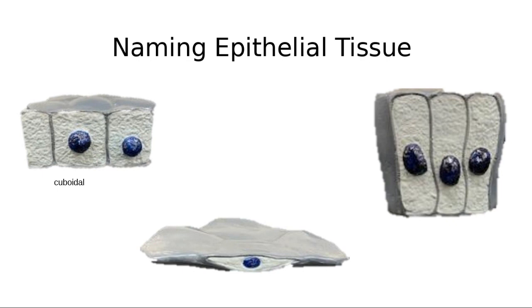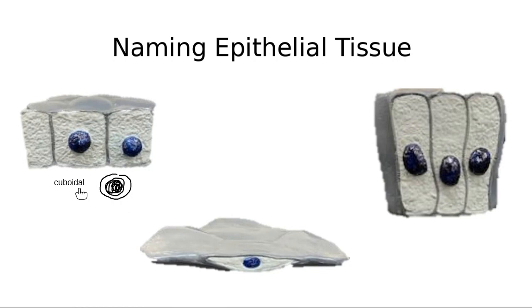Now, it may not always look as square as that picture looks. Sometimes when we're looking at actual cuboidal epithelium, it's still going to be a circle, but your big tip-off that you're looking at cuboidal epithelium is that its nucleus in the middle is going to be really large. So a cuboidal cell is about as long as it is tall, so about as wide as it is tall. It's kind of cube-shaped. It's going to have a really big dark nucleus in the very middle.